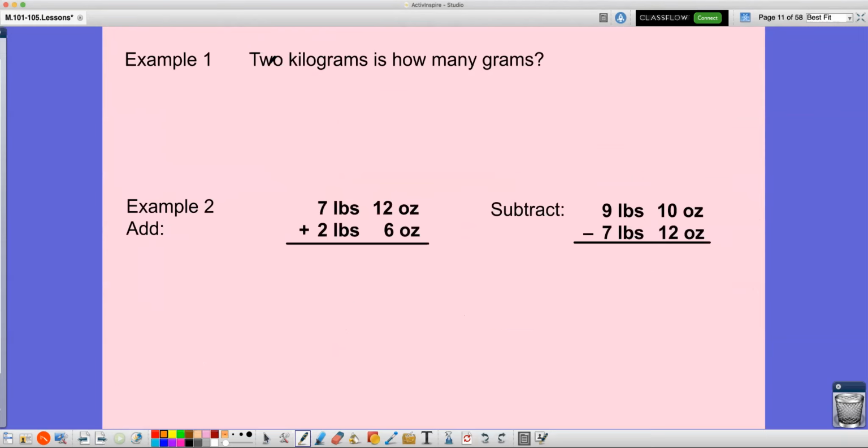If you have 2 kilograms, how many grams is that? Well, if you remember, 1 kilogram equals 1,000 grams. You can determine how many grams 2 kilograms is simply by multiplying both of those by 2. If we multiply this by 2 and this one by 2, we remain equal. That would be 2 kilograms equals 2,000 grams.